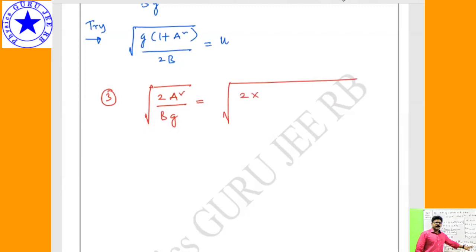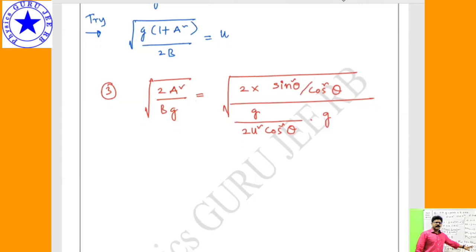2a is nothing but a tan theta. Okay, tan theta, nothing to worry. So tan theta can be written as sin theta by cos theta. So I'll write sin square theta divided by cos square theta. Am I right? Yes or no? This is nothing but g by 2 u square cos square theta, into g. That's a simplified version, right?